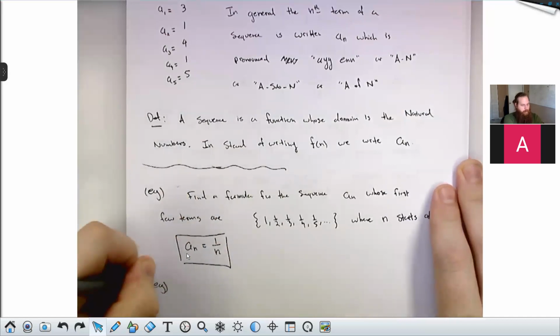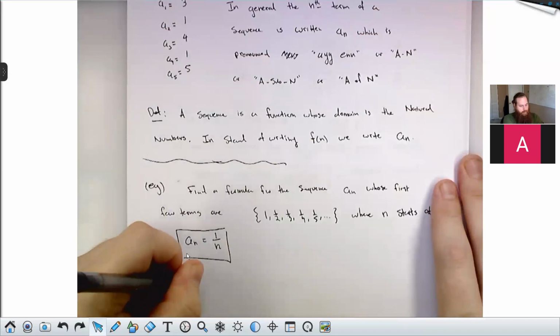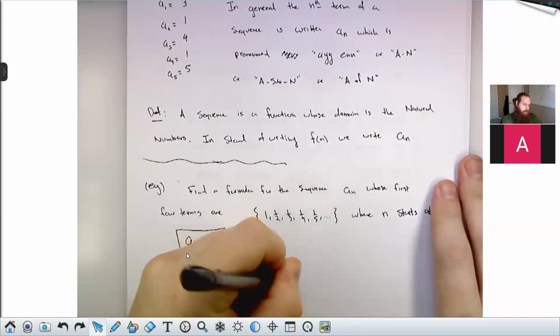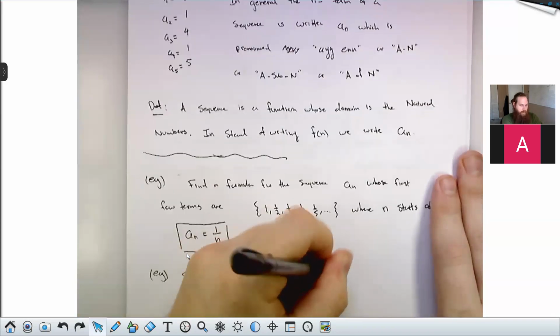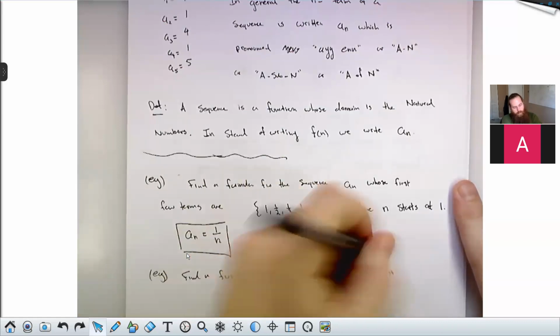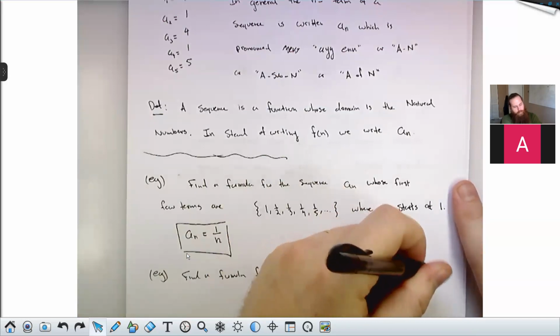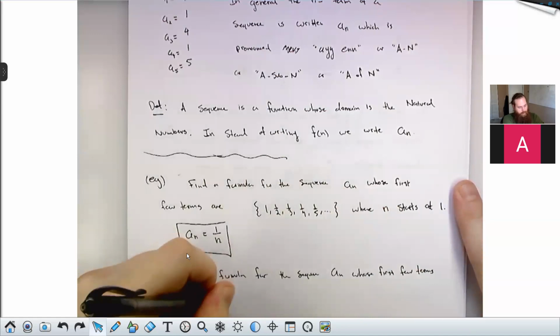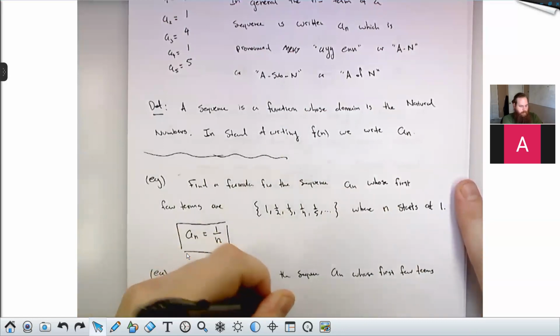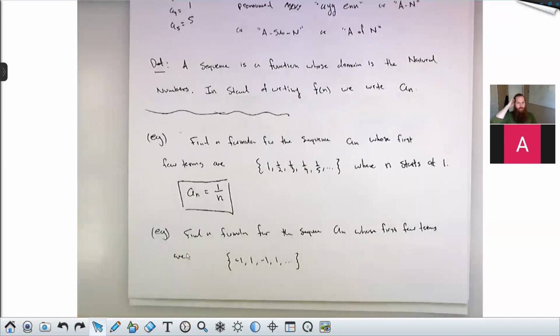Okay, let's try something a little more complicated. Same thing, find a formula for the sequence an whose first few terms are, let's say, -1, +1, -1, +1, -1, +1, -1, +1. What would be the next term in this sequence?